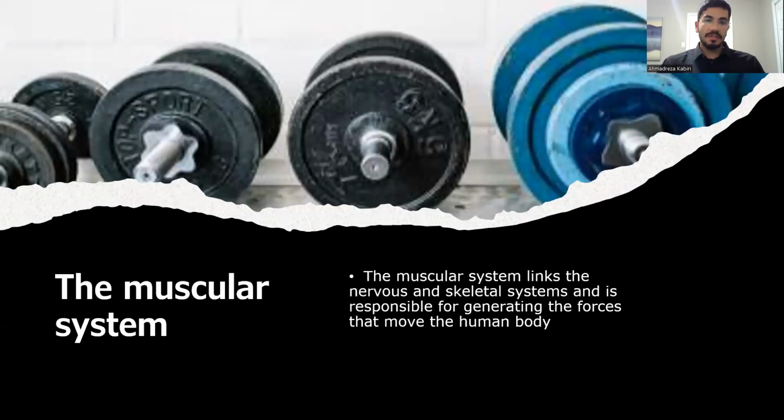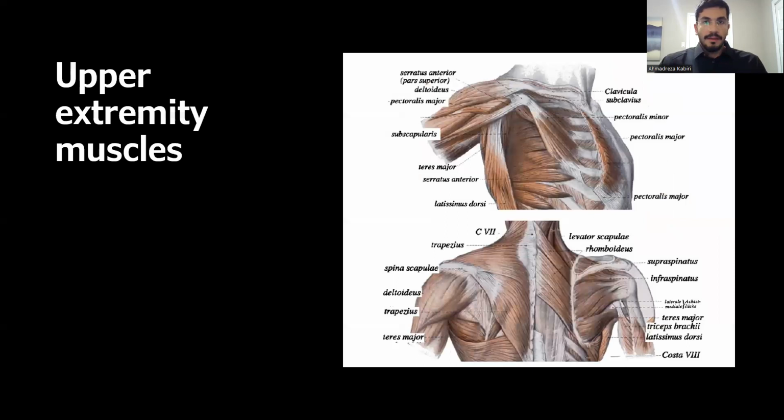Next is the muscular system. The muscular system links the nervous and skeletal systems and is responsible for generating the forces that move the human body. Now, let's introduce the muscles of the upper extremities.